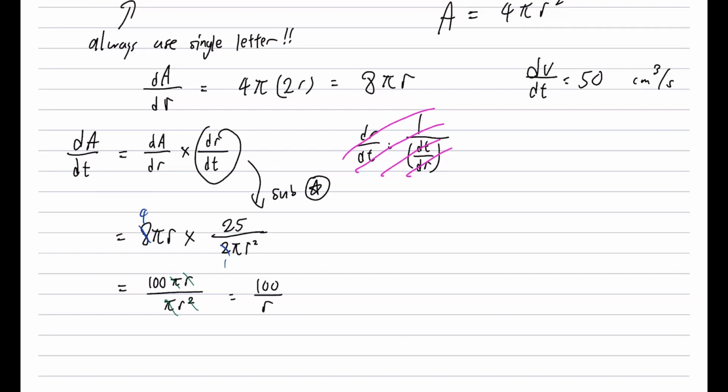So okay, because r equals 20. Yes. So the last line is dA by dt. Sub in r equals 20. Then we get 100 over 20, which is 5 cm per second. Very good. Then that's your final answer.